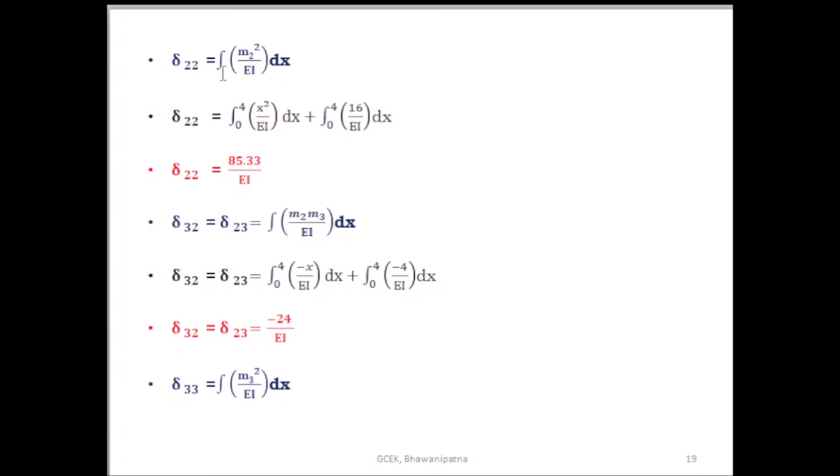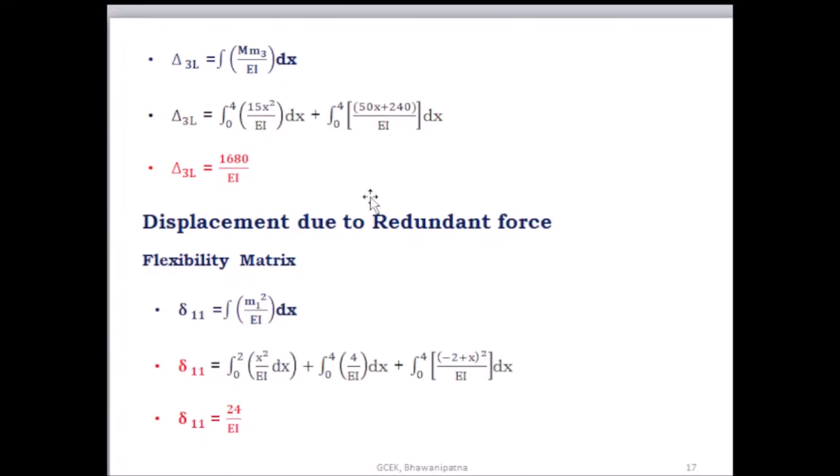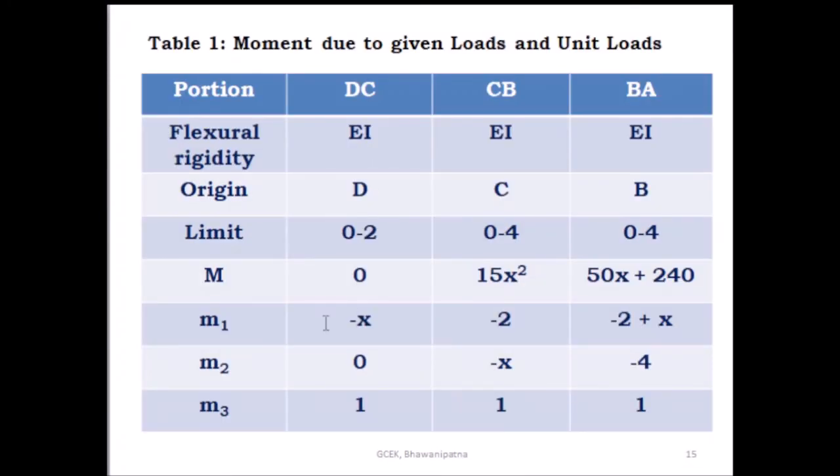Then find out delta 22. Delta 22 is equal to integration of m2 square by EI into dx. This is the formula. So here you know m2 value. This is m2 for DC: this is 0, and for CB this is minus x, and for BA this is minus 4. And integration limit for CB 0 to 4, and for BA this is 0 to 4.